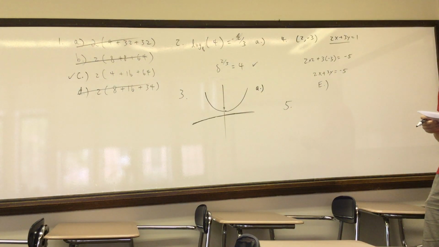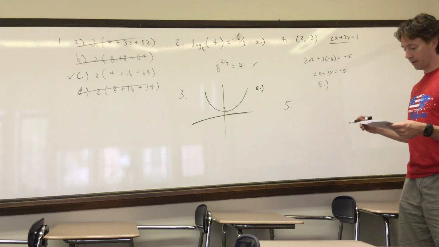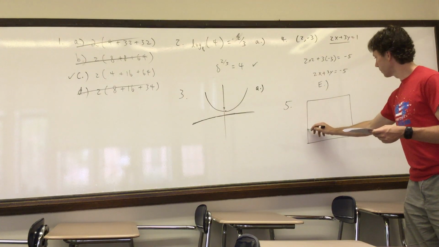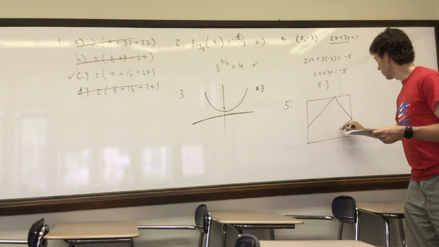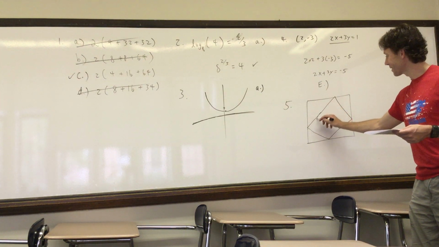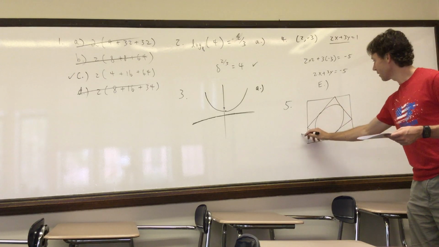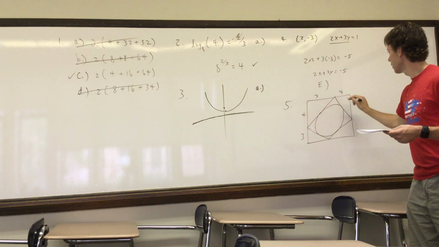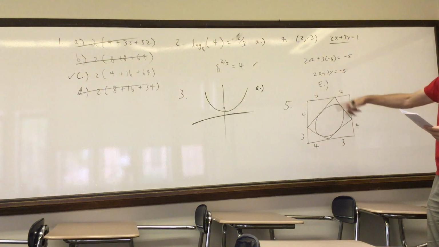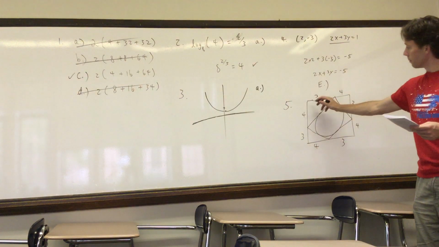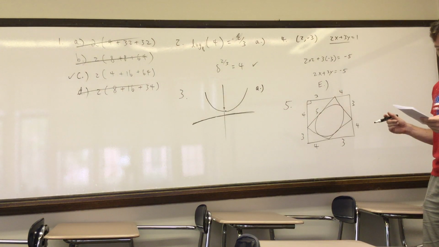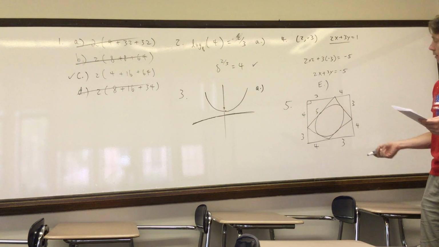Question 5. The large square in the figure has side 7. So in the figure we have a large square, a smaller square, I promise it looks more square in their picture, and a circle inside. So the large square has side length 7. Of course, the inside square has side length 5. We're asked for the area of the circle inscribed in the smaller square.